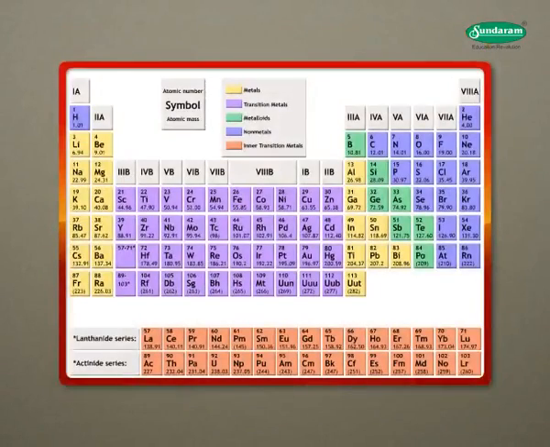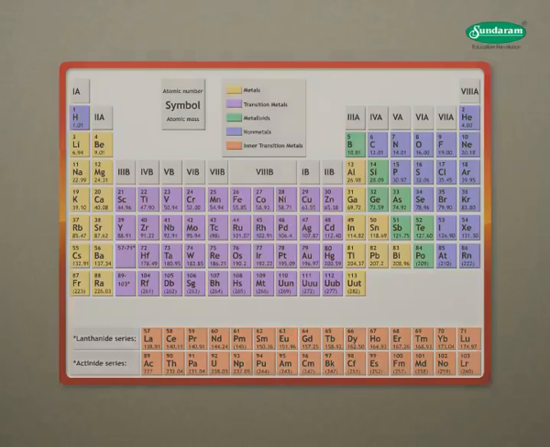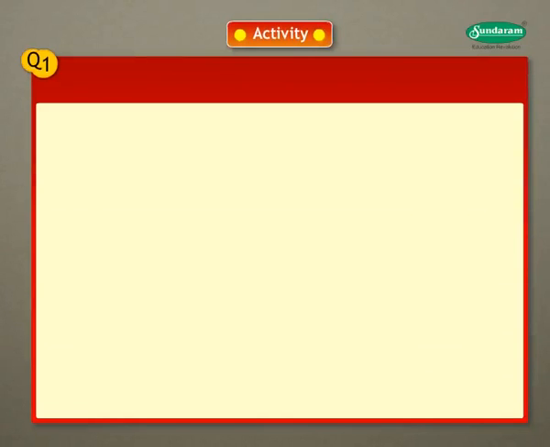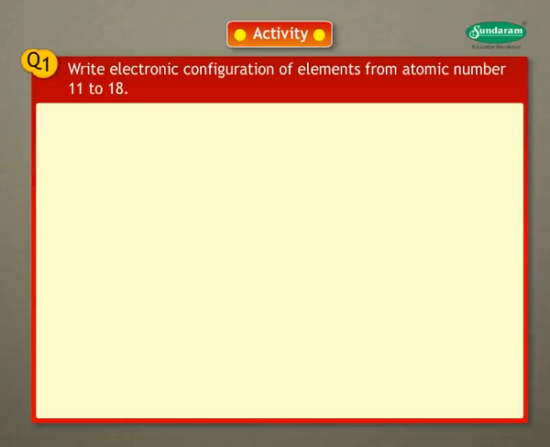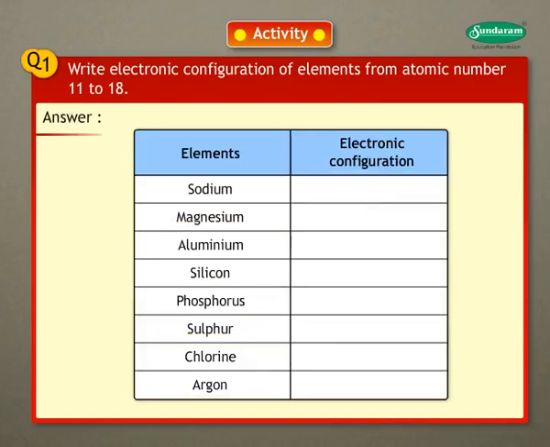Now let us brush up some points related to modern periodic table. Let us try to answer the questions. Activity Question 1. Write electronic configuration of elements from atomic number 11 to 18. Answer. Electronic configuration of elements from atomic number 11 to 18 are as follows.